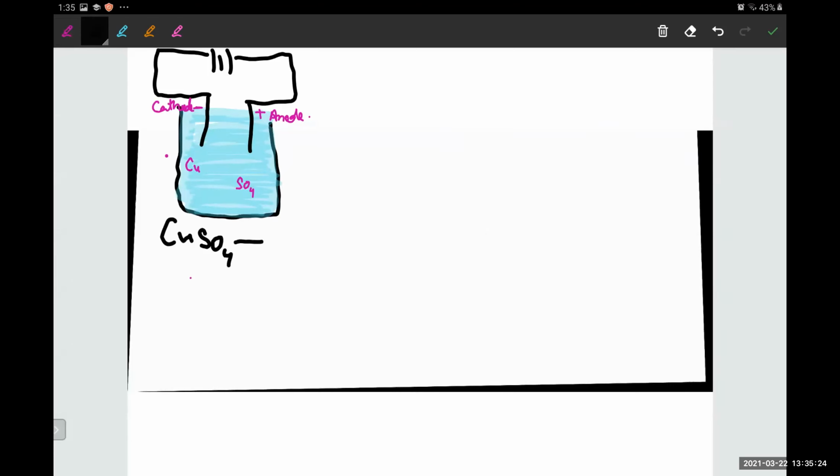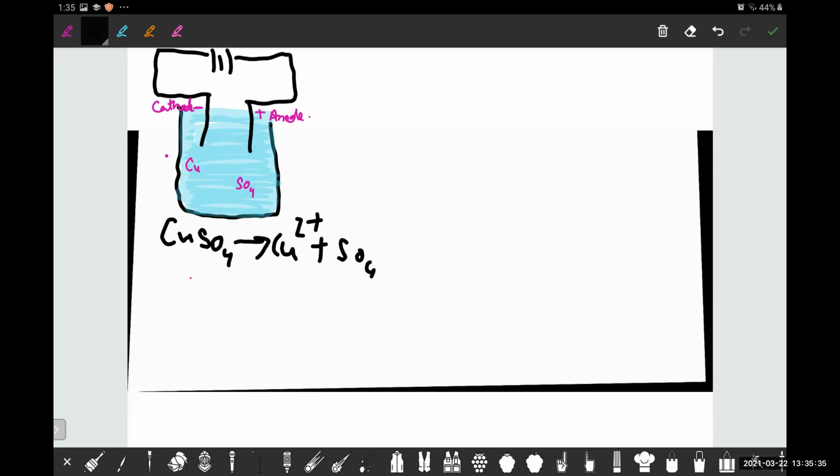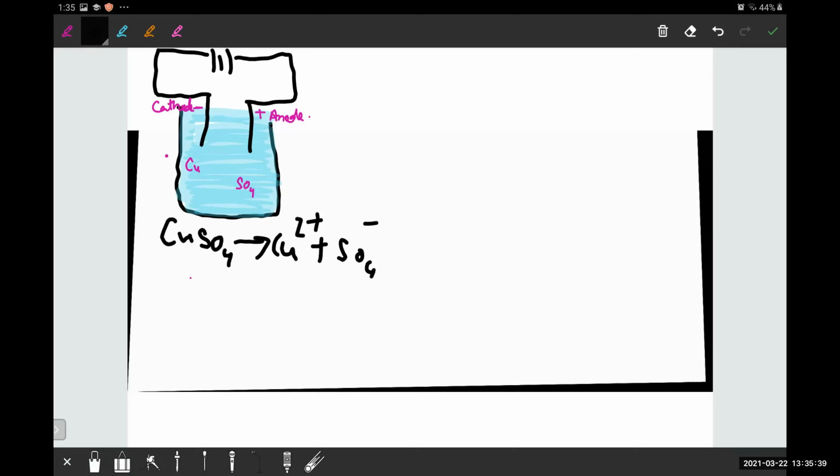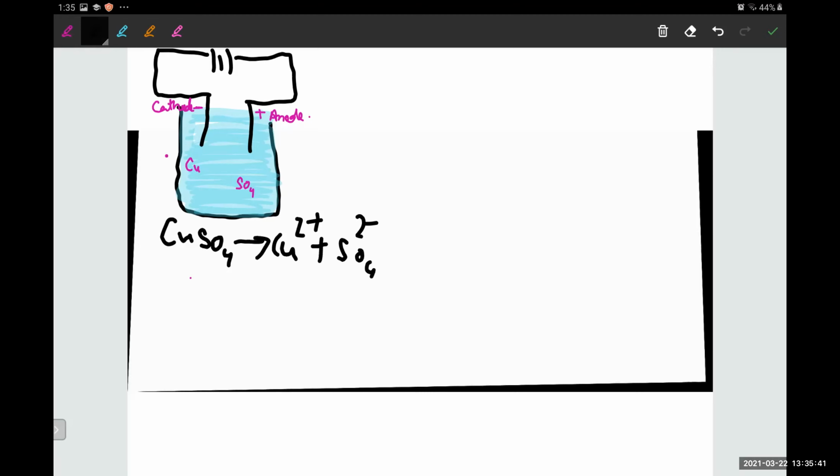CuSO4, which was there, will dissociate into what? Cu and SO4. Cu will be having what charge? It will be having a 2+ charge. Everybody knows, because sulfate was having -2. Yes, crisscross. And SO4 is having minus charge, right? -2. Okay, the same thing.